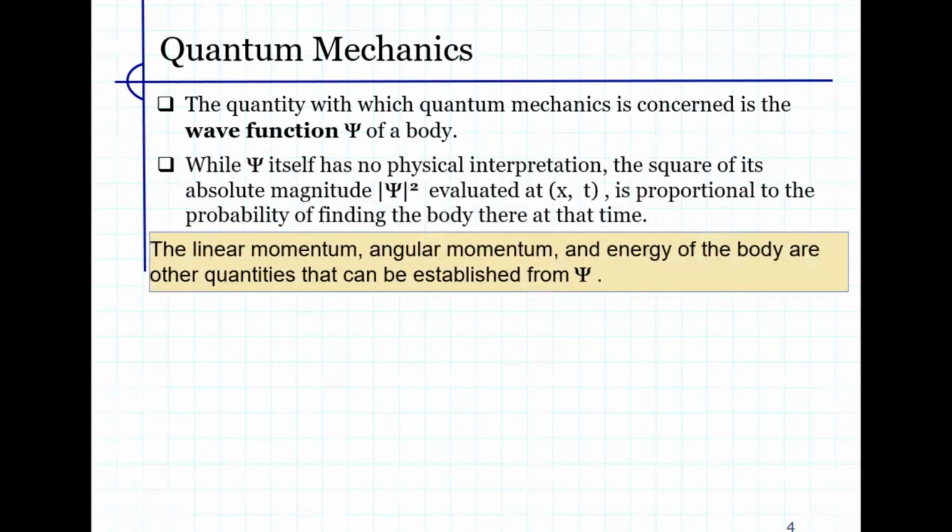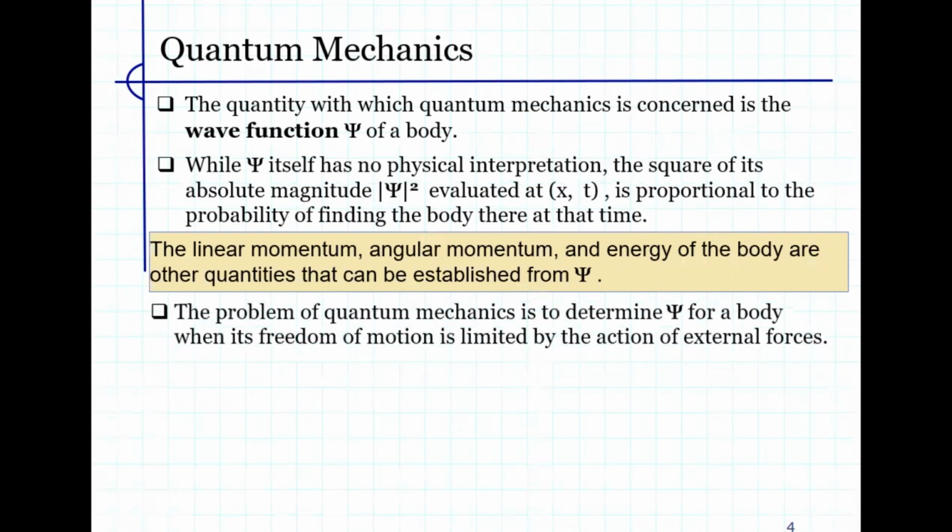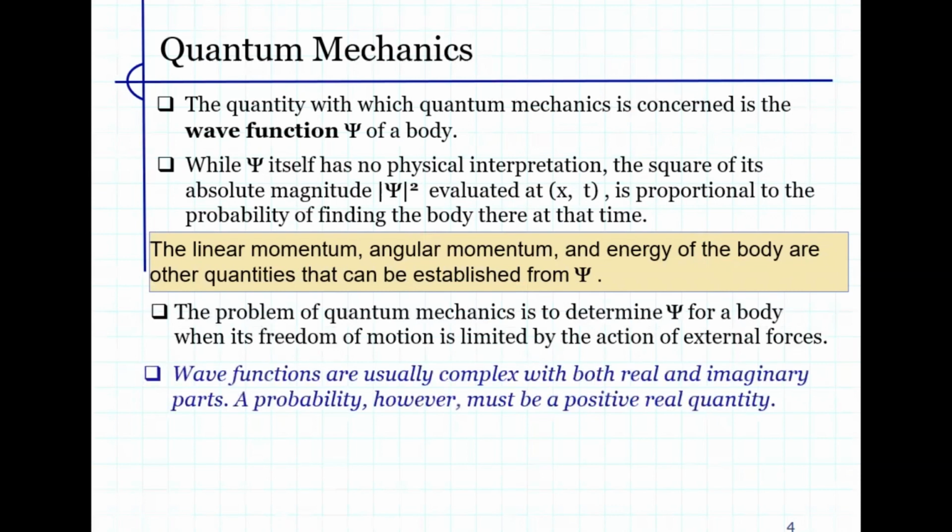So linear momentum and angular momentum and the energy of the body all are quantities that can be estimated with the help of this wave function psi. So the problem with quantum mechanics is how to determine the wave function psi for a given body where its freedom of motion is limited through the action of external forces, the external forces or the potentials in which this body is placed.